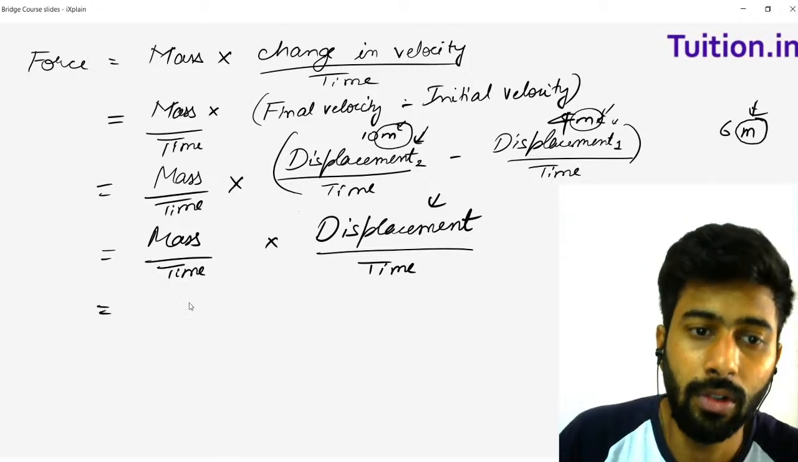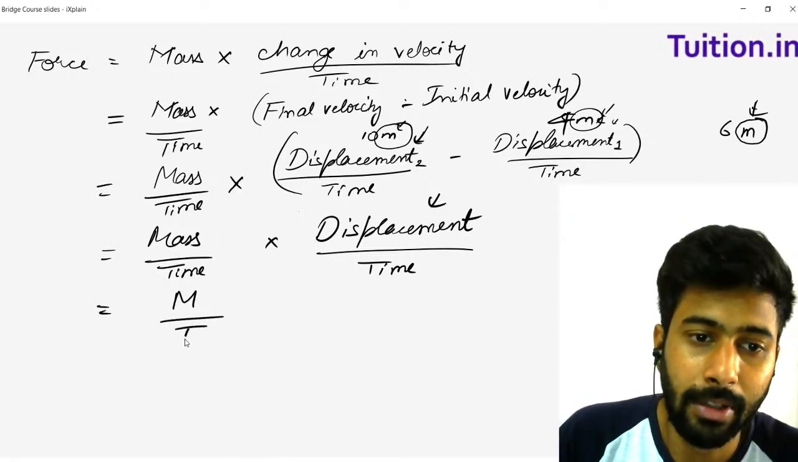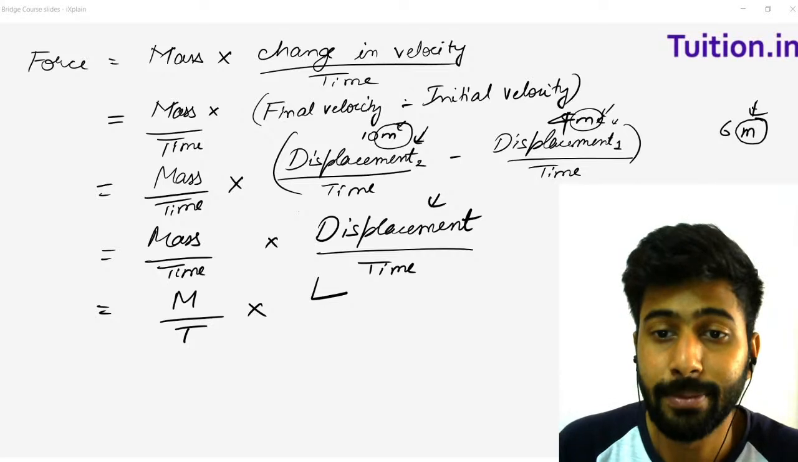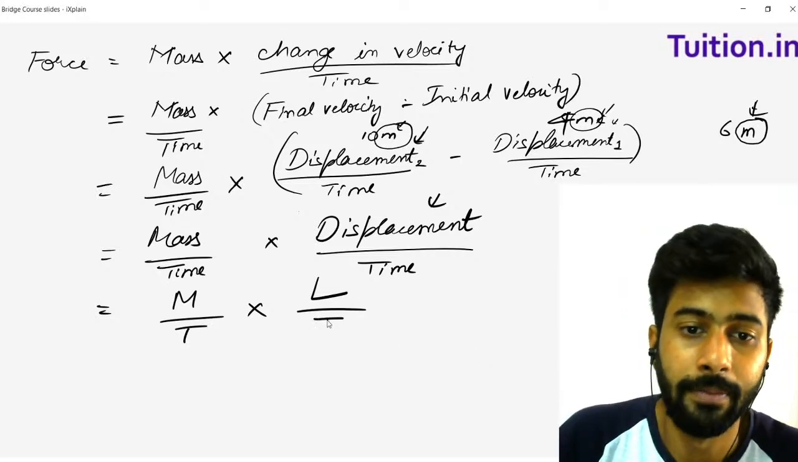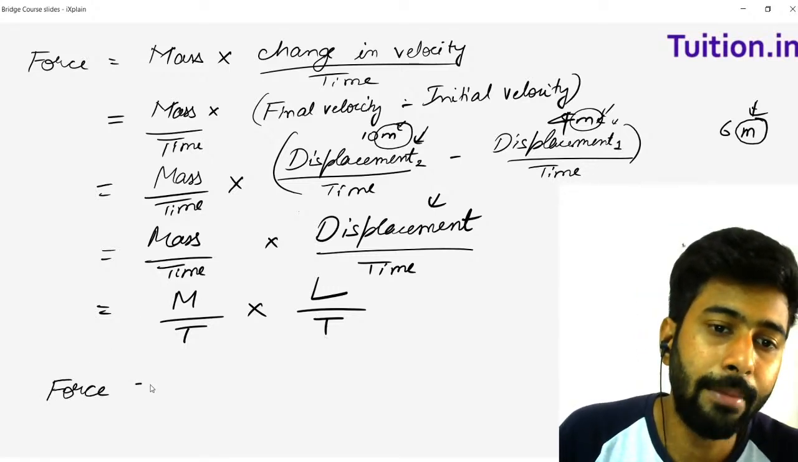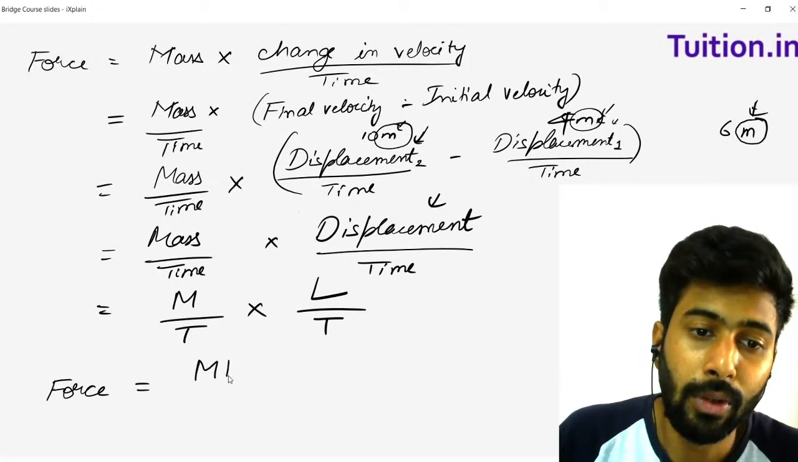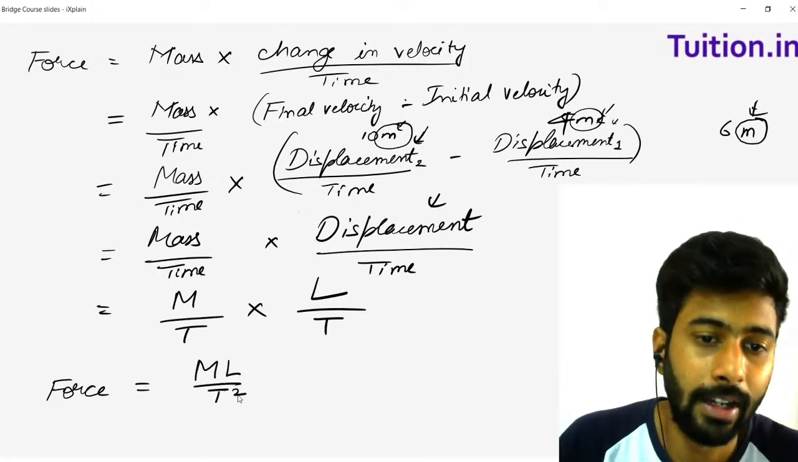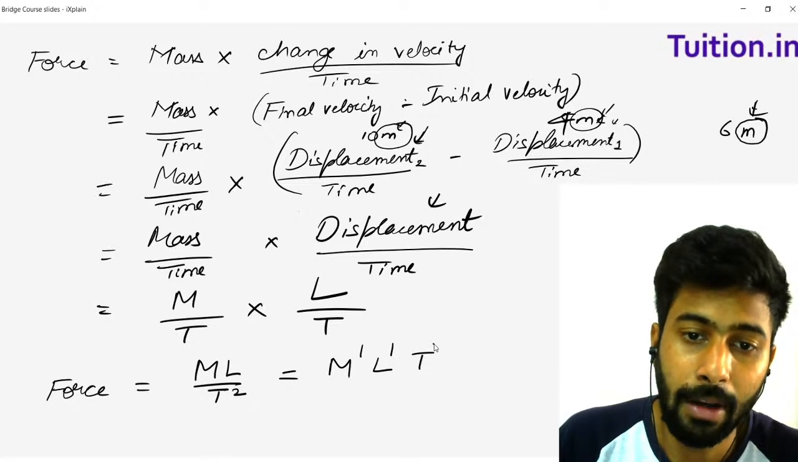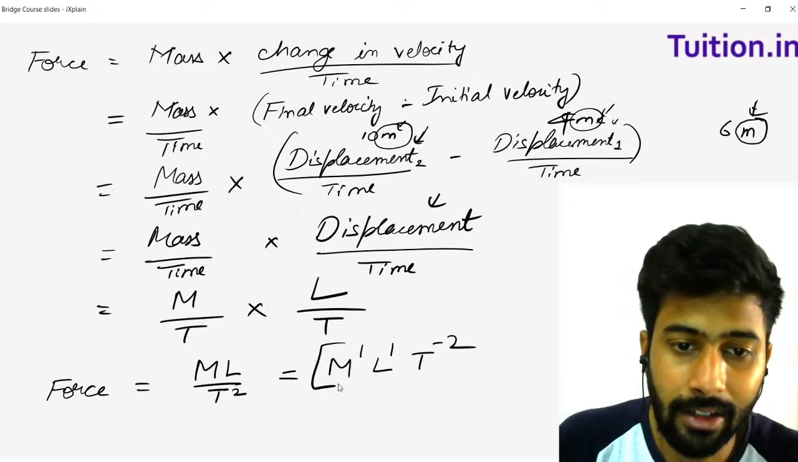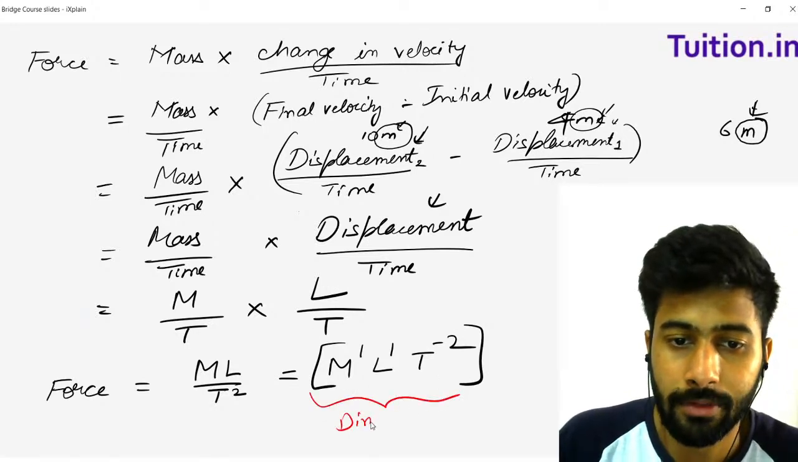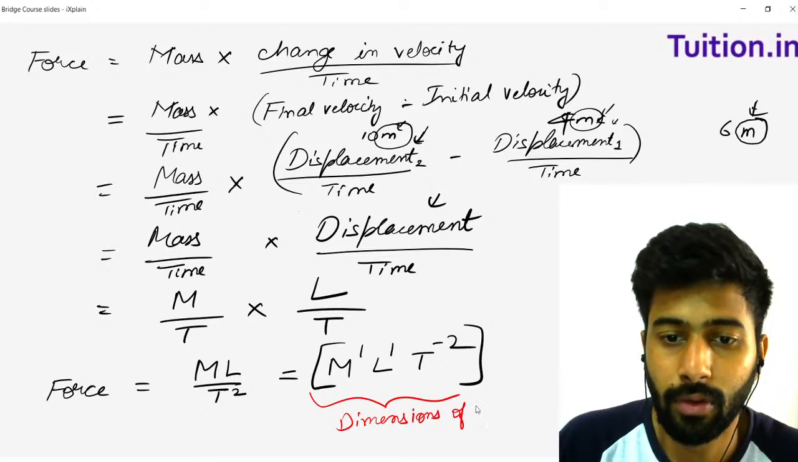So mass is nothing but M, time is nothing but T, into displacement is nothing but L, right? Yesterday I told you we represent displacement using length, and that divided by T. So how do I represent force now? What are the dimensions of force? Mass into length divided by time square, which is nothing but mass power 1 into length power 1 into time power minus 2. These are the dimensions of force.